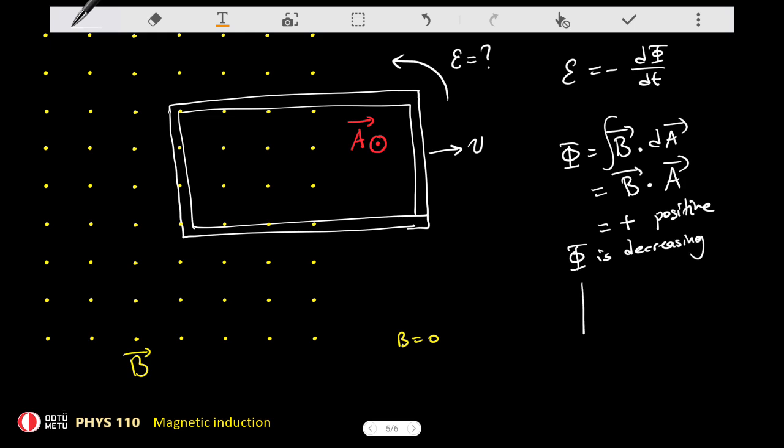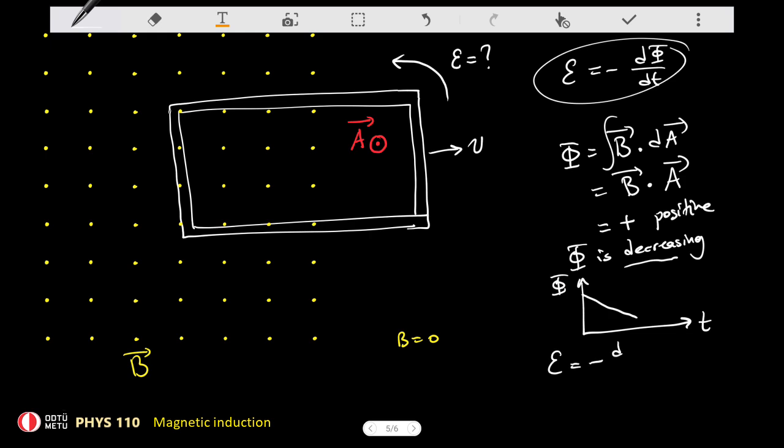So that means flux as a quantity decreases with time. It actually decreases linearly, but that's not that important. You have to realize that it is decreasing. That's the important point. So then, therefore, we use this law. The EMF is equal to minus the rate of change of the flux.